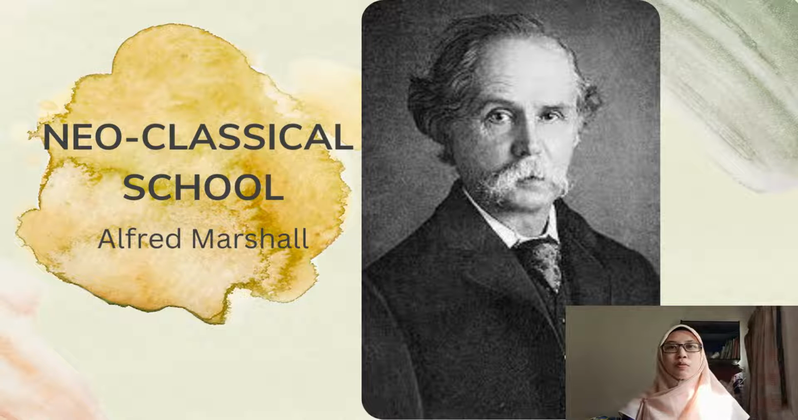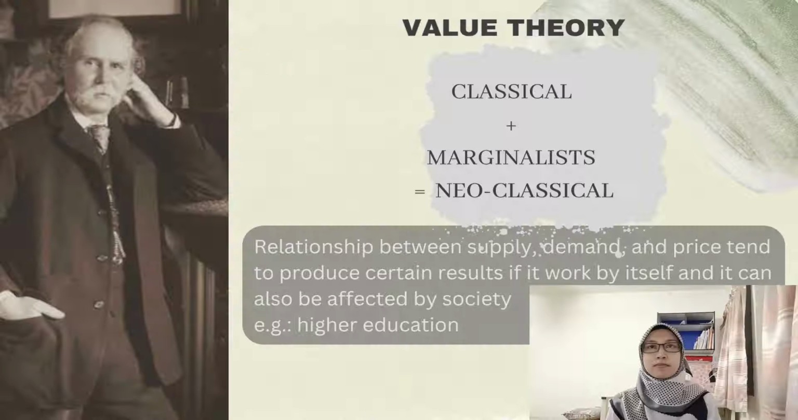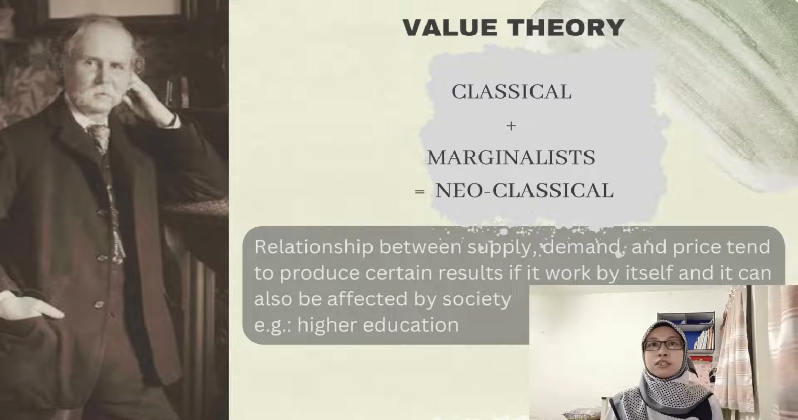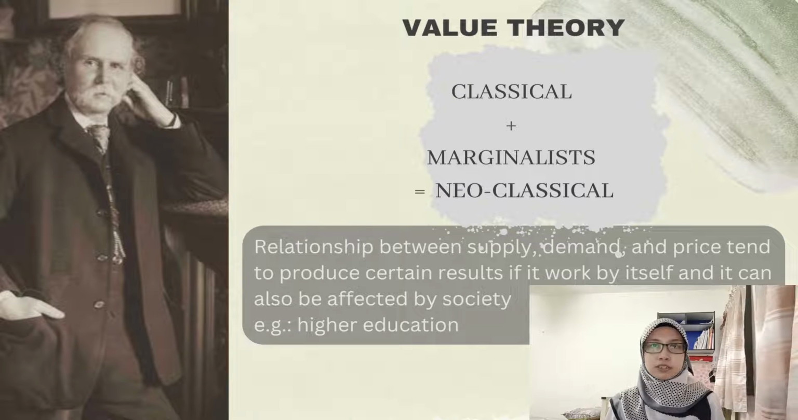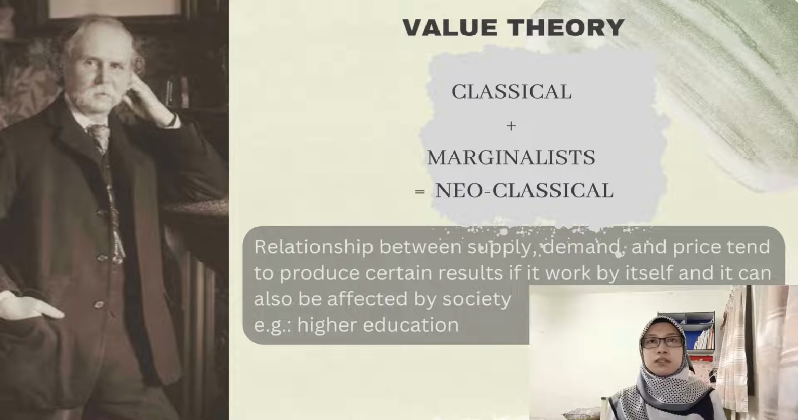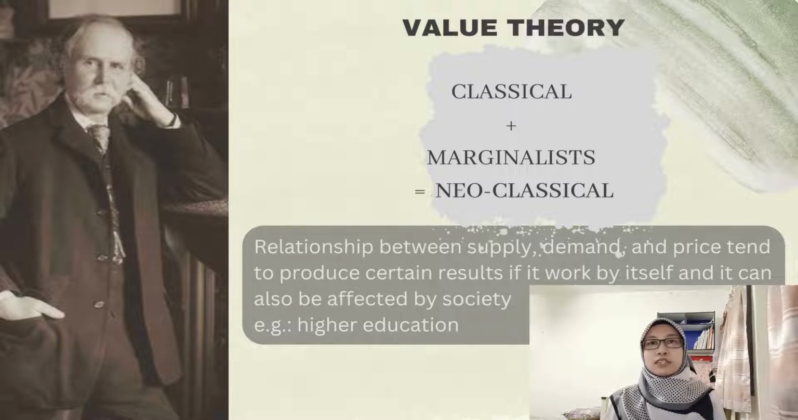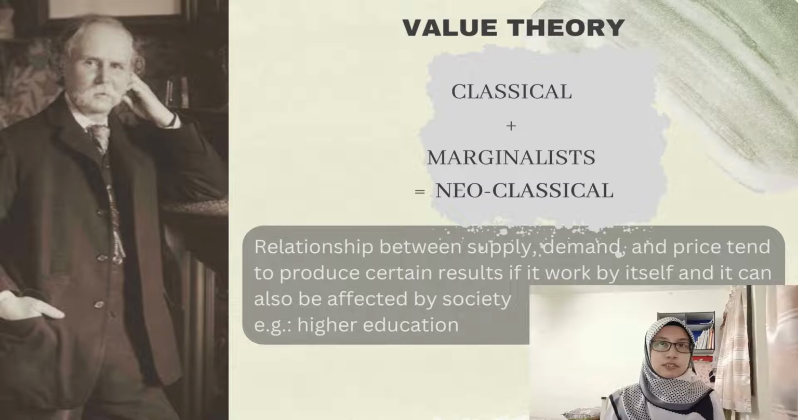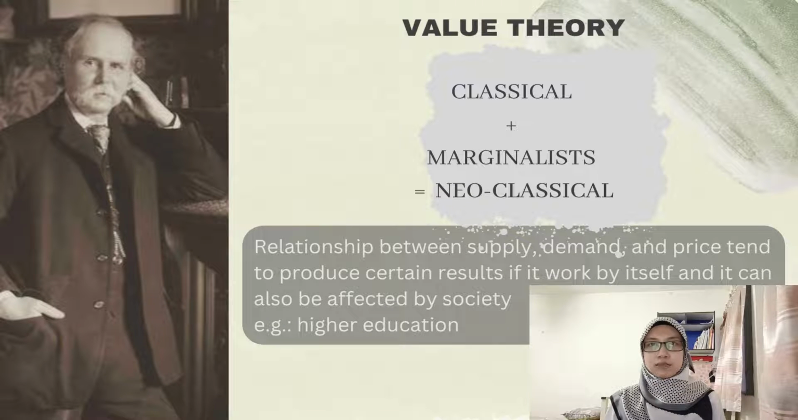I'm going to continue with Alfred Marshall on his theory of value. Marshall combined two kinds of thinking in neoclassical economics: the first is classical and the second is marginalist. In addition, Marshall stated that in neoclassical economics the relationship between supply, demand and price tends to produce certain results if it works by itself, and it can also be affected by society. For example, society can increase the amount of higher education utilized by the general population by decreasing the price, in this case by providing public universities.